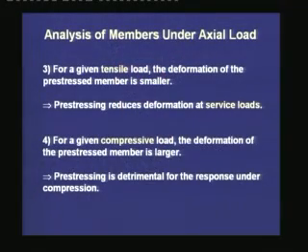These two are unlike reinforced concrete. In reinforced concrete, if there is no external load, then there is no strain in the member, and also we do not need any external load to have zero strain in the concrete. The third corollary is, for a given tensile load, the deformation of the prestressed concrete member is smaller.